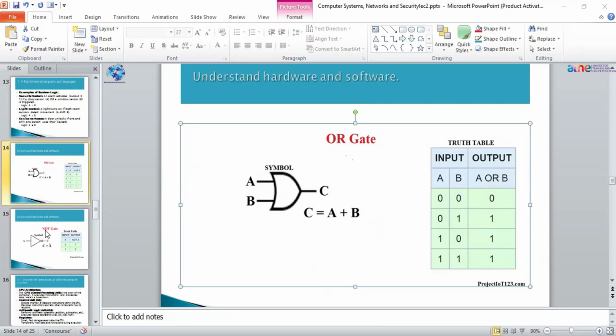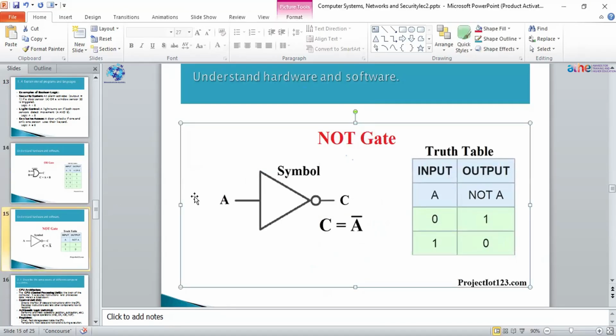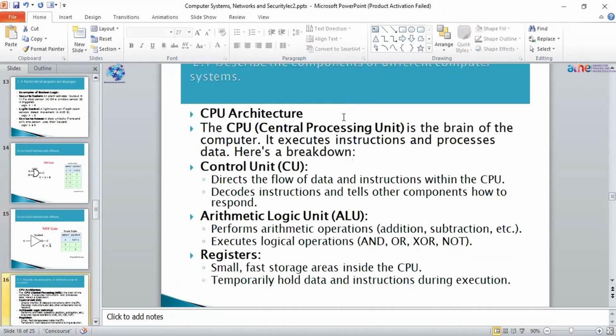After that, this is the diagram for the NOT gate. We have an input symbol A, and it will reverse the result. So if it's 0, the answer will be 1. If it's 1, the answer will be 0. So that was the logic gates and the architecture of the CPU.